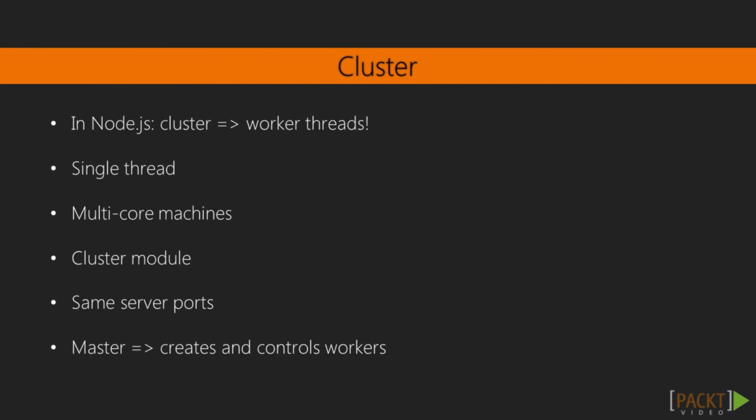Please keep in mind that what Node.js calls cluster is actually worker threads. Node.js runs on a single thread. Today, machines have multiple cores which could be used to improve performance of our applications. Node.js provides a cluster module that allows to create child processes for doing the work. A child process shares the same server ports. The master process is used for creating new workers and controlling them.